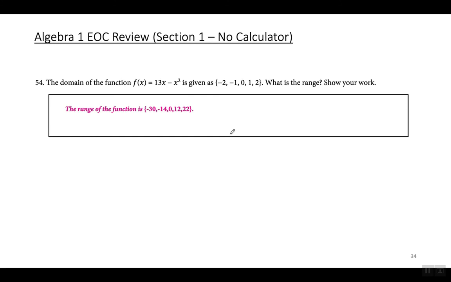The domain of this function is given as the following. What is the range? That's easy. You just got to plug in each one of these values for x, work it out, and whatever your answers are, that makes up the set of the range. All the answers that you get, that's the range of the function.